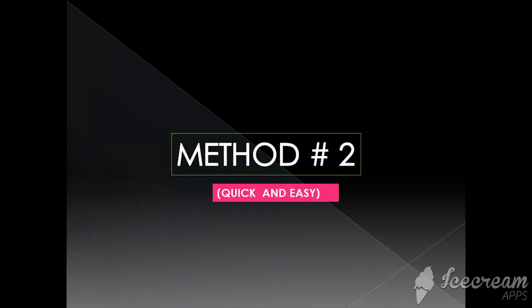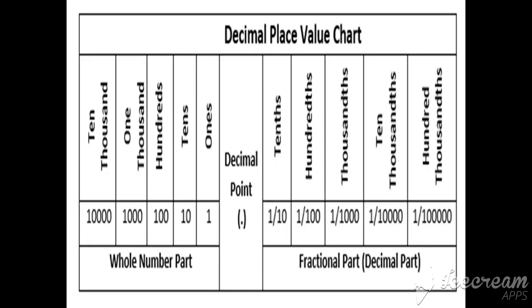Method number 2. It is very quick and easy. First, look at the decimal place value chart. So here, the numbers before the decimal are called the whole number part and the numbers after the decimal are called the fractional part, or you can say the decimal part.